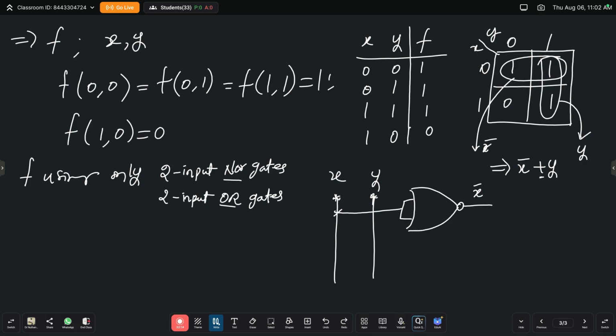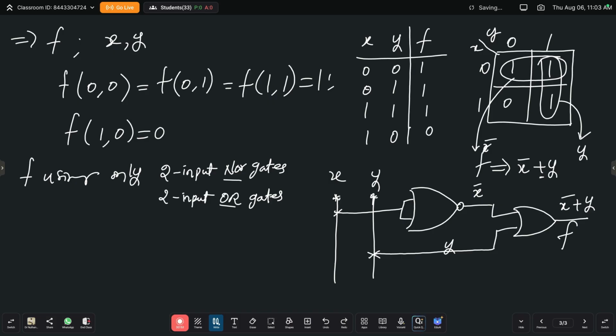So next, Y. So this is Y. What are they expecting in between X bar and Y? X bar or Y, so OR gate. Yes or no? Two input OR gate, right? What is the outcome? X bar plus Y. That is your F. Correct?